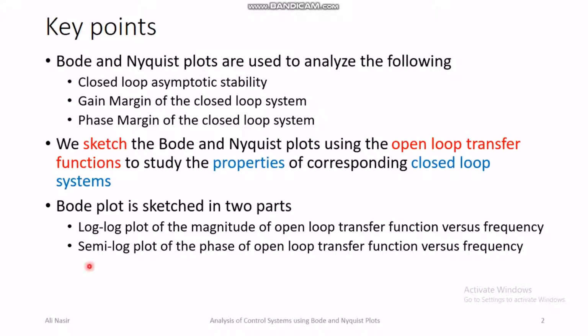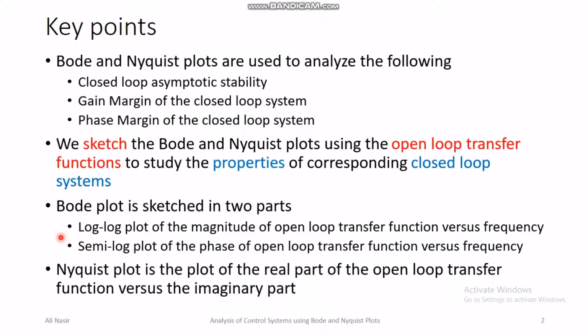This is semi-log because frequency on x-axis is in logarithmic scale, whereas the phase of the transfer function is usually in degrees on y-axis. So one of the axes is in logarithmic scale, and the other axis is not in logarithmic scale. That is why it is called semi-log plot. And we shall be looking at different Bode plots during this lecture, so you will know what I am talking about. Nyquist plot is the plot of real part of the open loop transfer function versus the imaginary part.